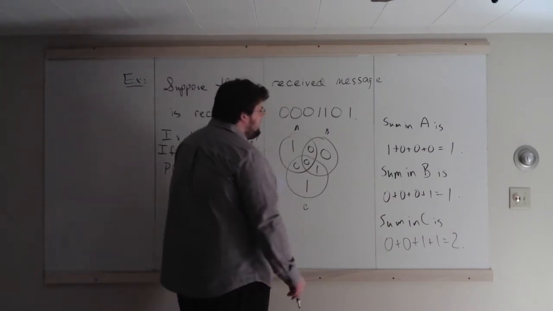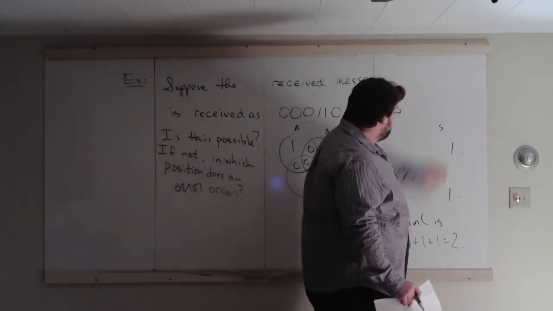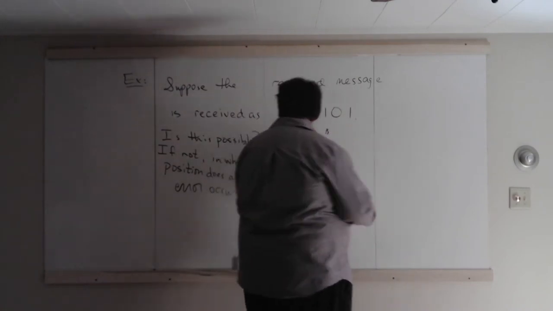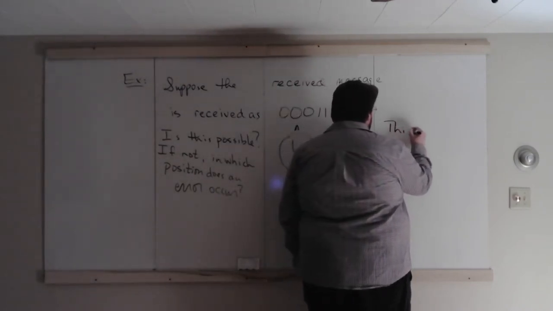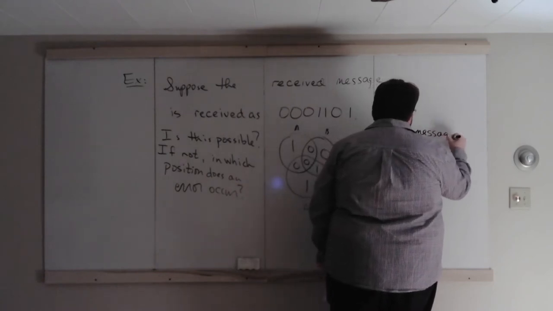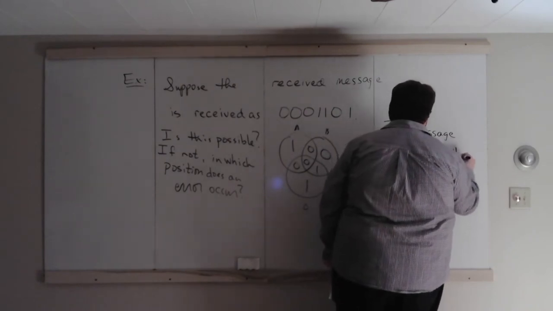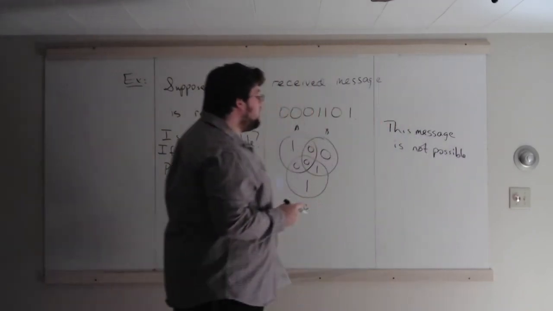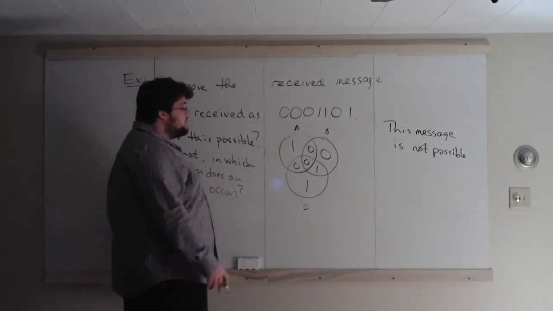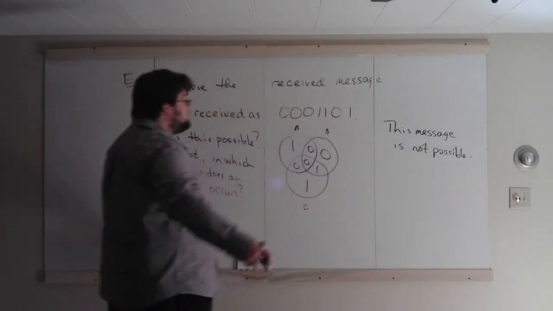So, I'm going to erase this now. And I'll write down an answer to these questions. So this message, let's spell message correctly, is not possible, and it was not possible because the sum in A is odd, sum in B is odd, sum in C is even, so since one of them is odd, it's not possible.